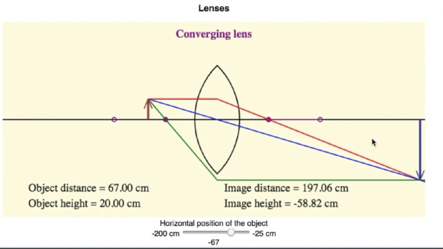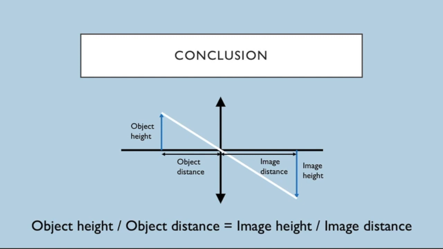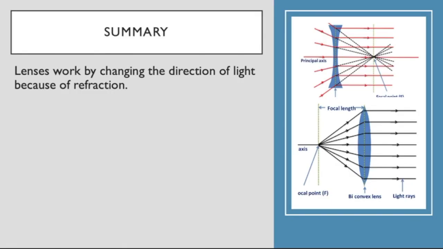So you can do this experiment by going to this website, which is physics.bu.edu, and then lenses. And doing an experiment like this shows us the relationship between the object distance and the image distance, and the object height and the image height. And what we find out is that the object height divided by the object distance equals the image height divided by the image distance. So let's have a look at a summary of what we've done then.